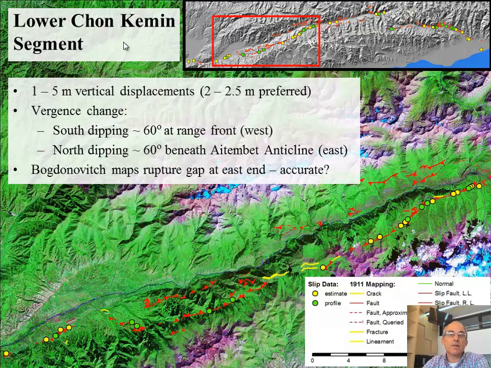So then we continue. This is called Lower Chon Kimin, and this river's called Chon Kimin, which means big valley. I think Chon is big. And here, this is what I said. This is the south dipping part, so this side would be south side up. But right in this area, it flips and starts to be north dipping right in here. And so that's 1 to 5 meter vertical offsets.